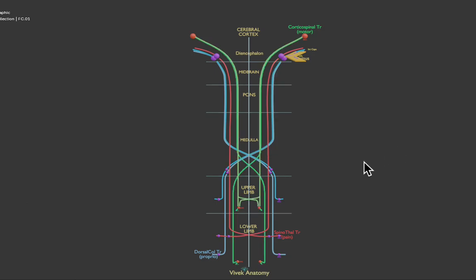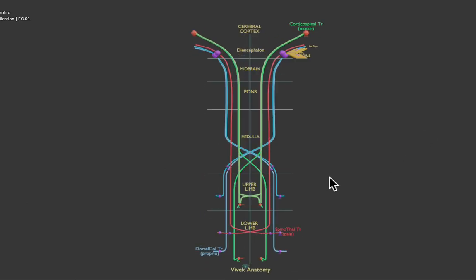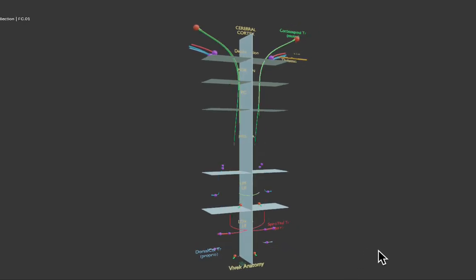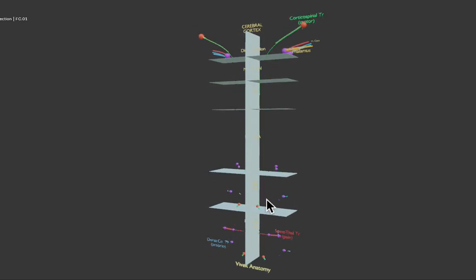Let's put all the tracts together. This is how it looks like. So with the help of this one picture, you can explain all the three major tracts of the spinal cord. You can even animate them and see how they are going with respect to the proximal distal relations and also the right and the left relations.